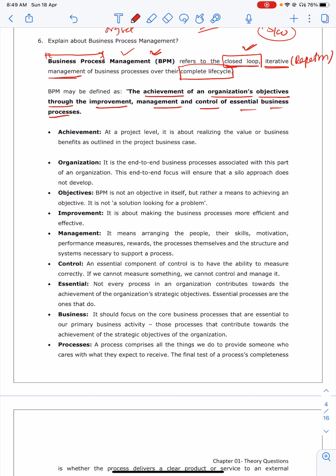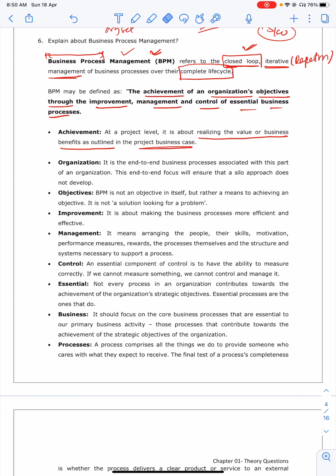We will not concentrate on all the business processes. We only concentrate on essential business processes. All these words we'll study. So achievement. What do you mean by achievement? Realizing the benefits, realizing the value or business benefits of the project business case. When we can realize the benefits by implementing a business process, then only it's an achievement. If you're not realizing benefits, if you don't have any advantages by implementing a business process, why do we implement it? So realizing is very, very important. Once you realize the benefits of a business process, then only we can do the achievement.